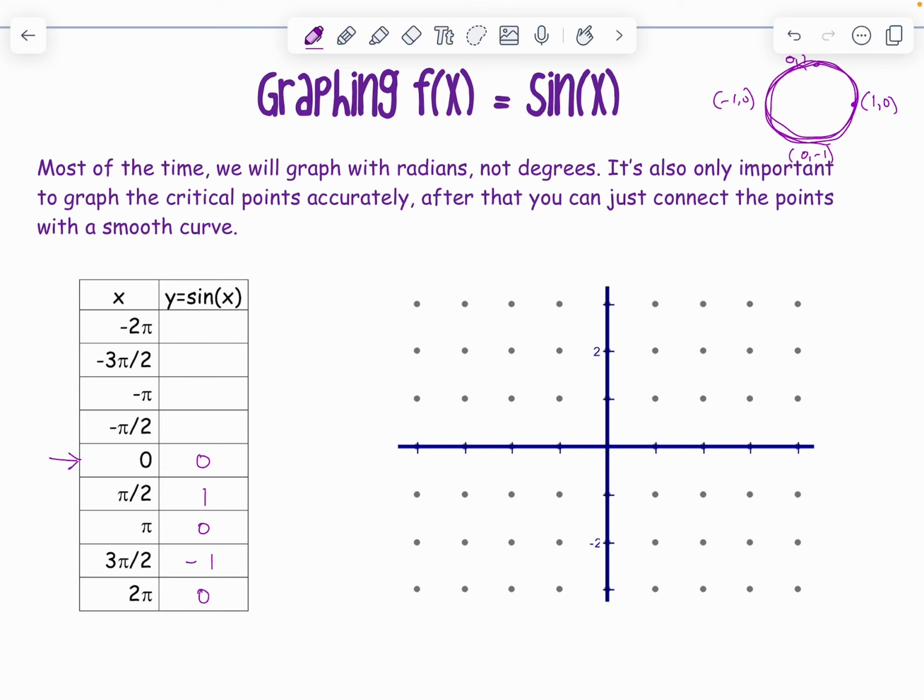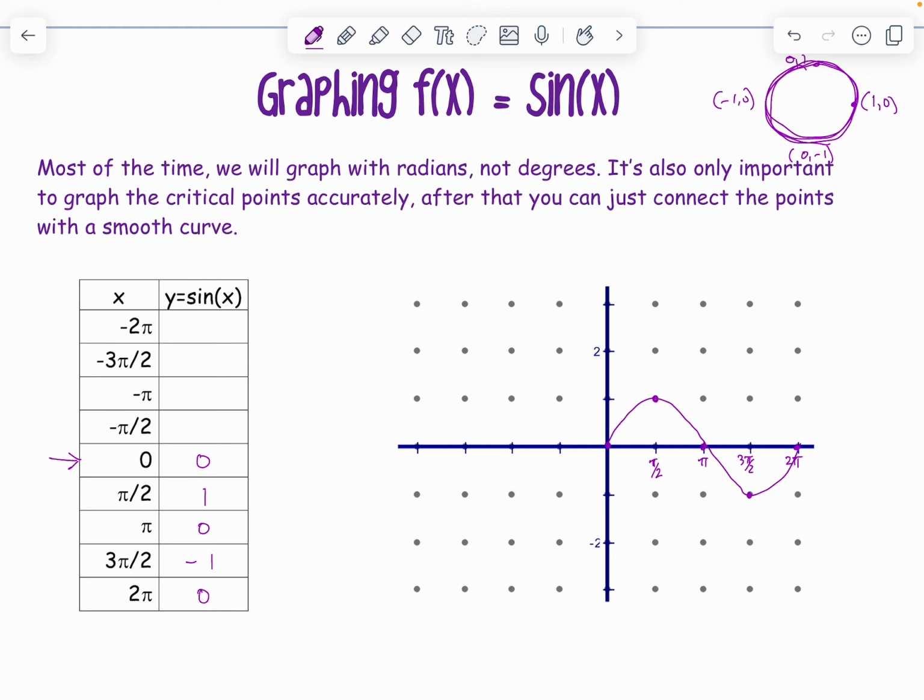So here's what I'm looking at. Plotting the points 0, 0, pi over 2, 1, pi, 0, 3 pi over 2, negative 1, and 2 pi, 0. What you'll notice here is that I'm using radian values for the x-axis, and I'm using integer values for the y-axis. As it says in the note, it's only important to graph the critical points accurately, and after that, you can just sketch by connecting the dots. It doesn't have to be perfect, but by having accurate values along the x-axis, and accurate critical points, there's the graph of the sine of x.